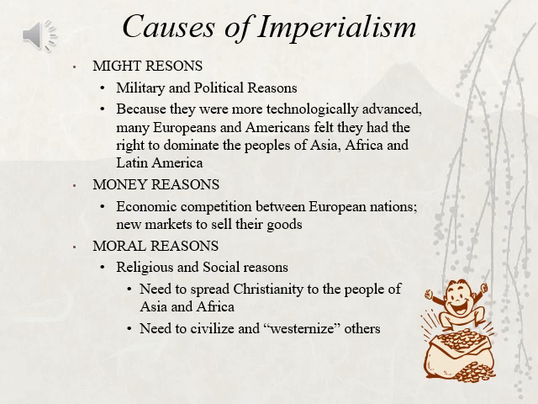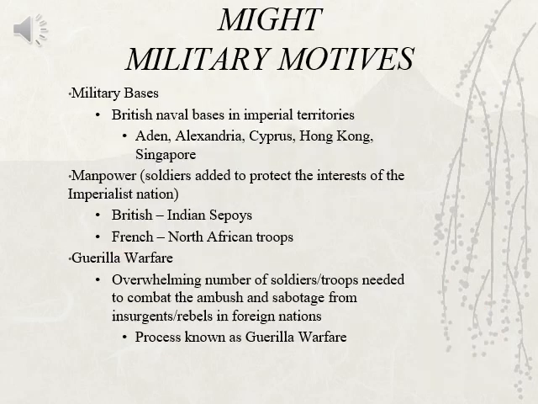The money reasons talk about the economic competition between European nations needing new markets to sell their goods. And the moral reasons have to do mainly with religious and social reasons, whereas Europeans and Americans felt the need to Christianize the people of Asia and Africa, like the need to civilize and westernize others.